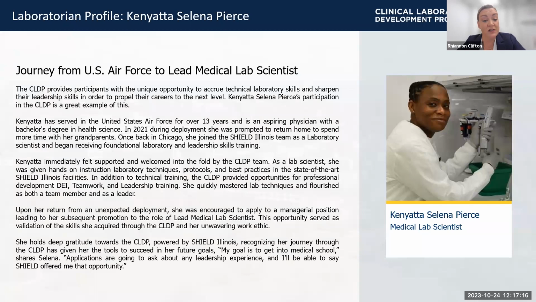Upon her return from an unexpected deployment, she was encouraged to apply for a managerial position, leading to her subsequent promotion to the role of lead medical lab scientist, and we couldn't be happier. Kenyatta says, "My goal is to get into medical school. Applications are going to ask about any leadership experience, and I'll be able to say Shield offered me that opportunity." Next slide, please.